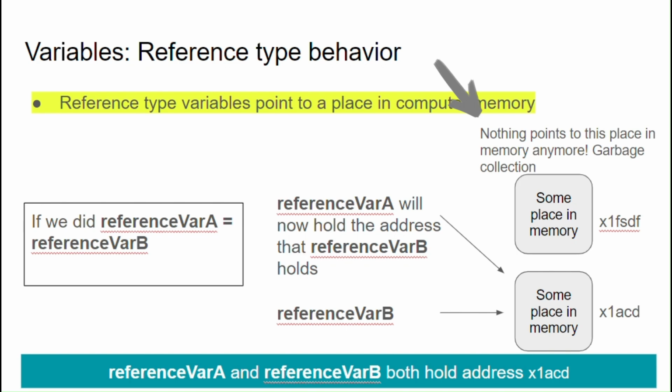You can also see in the diagram the first place in memory, x1fsdf. Nothing points to this place in memory anymore, and I have garbage collection there. I have that description because reference var A used to point to that place in memory, which is x1fsdf. When we set reference var A equal to reference var B, now nothing's pointing to x1fsdf. Java created a place in memory and something is stored in there, but nothing's pointing to it.